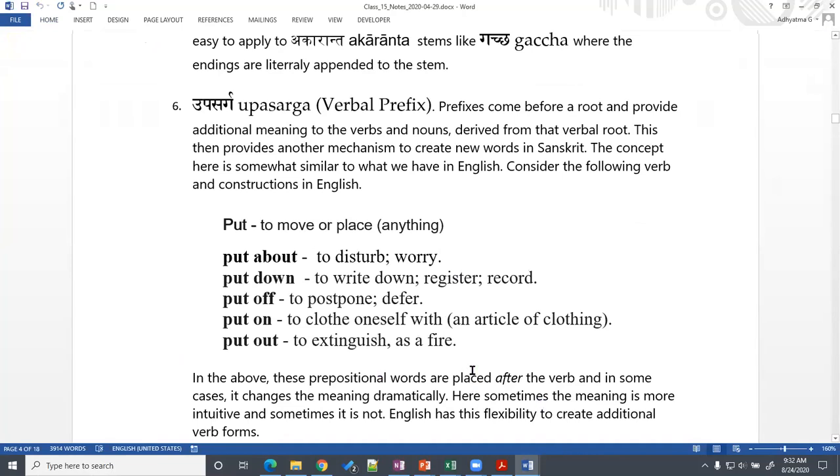So we discussed that time that just like in English, you have a verb, say put, that means to move or place anything. But when you add certain words after this verb, the meaning changes. So put about means to disturb, to worry. Put down means to write down, to record. Put off means to postpone. Put on means to clothe oneself. Put out, to extinguish. So a similar kind of concept. Here these are called prepositions, but they are put in postpositional form.